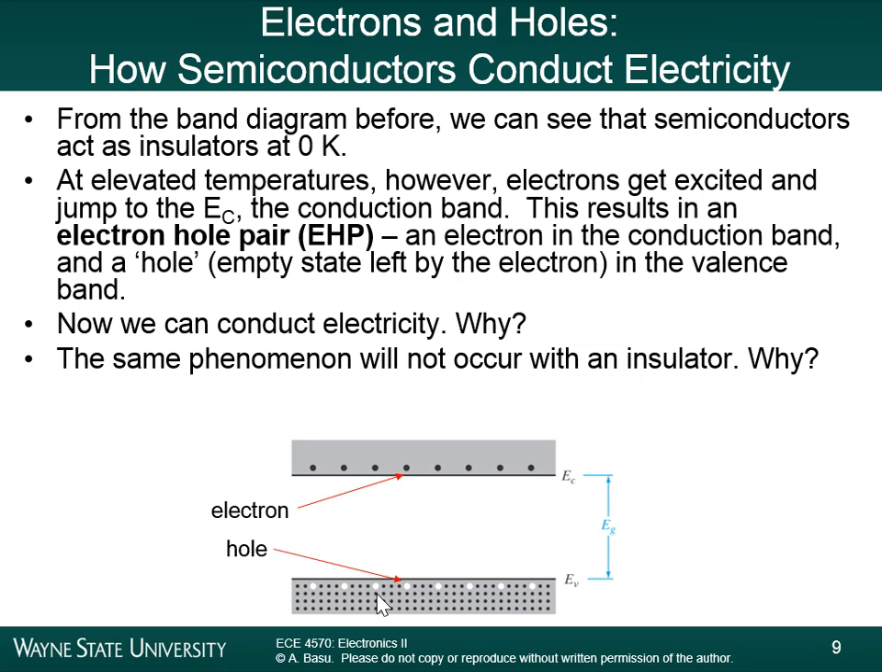Just a quick definition is that an electron in the valence band is participating in a covalent bond. An electron in the conduction band is free from that bond, so it's free to move about the lattice.